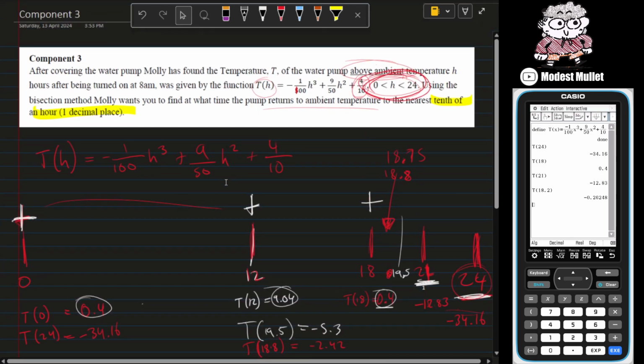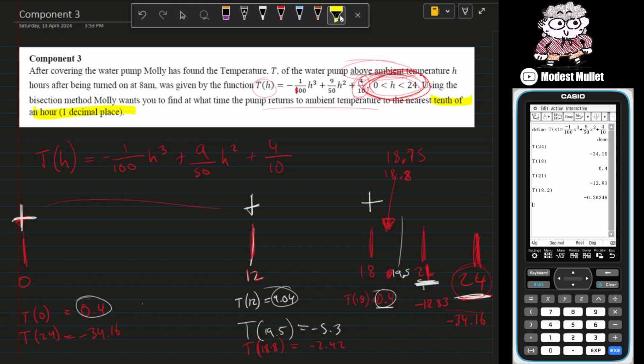Now we need to make sure we answer the question that's explicitly asked. She wants you to find what time, and that means time of day. So we were told, if we clear some of this to read the problem again, temperature h hours after being turned on at 8 a.m. Okay, so it's actually turned on at 8 a.m. That's when h equals 0, which is a bit weird being 8 a.m., but we've got to pay careful attention. So h equals 0 is 8 a.m.